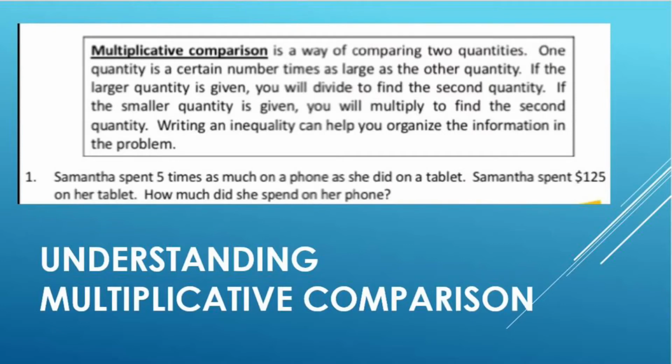An example of this type of problem is below, where it says Samantha spent 5 times as much on her phone as she did on a tablet. Samantha spent $125 on her tablet. How much did she spend on her phone? Since I know that she spent 5 times as much on her phone, that means that I would take 125 times 5 because she spent more money on her phone. So she spent $625 on her phone.